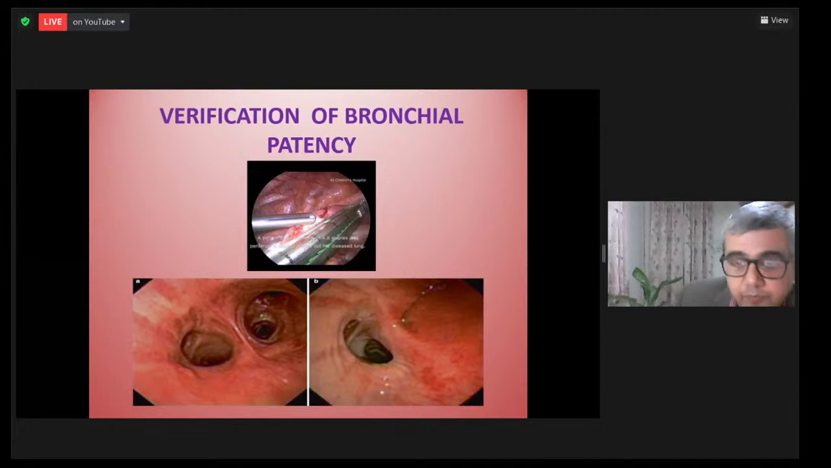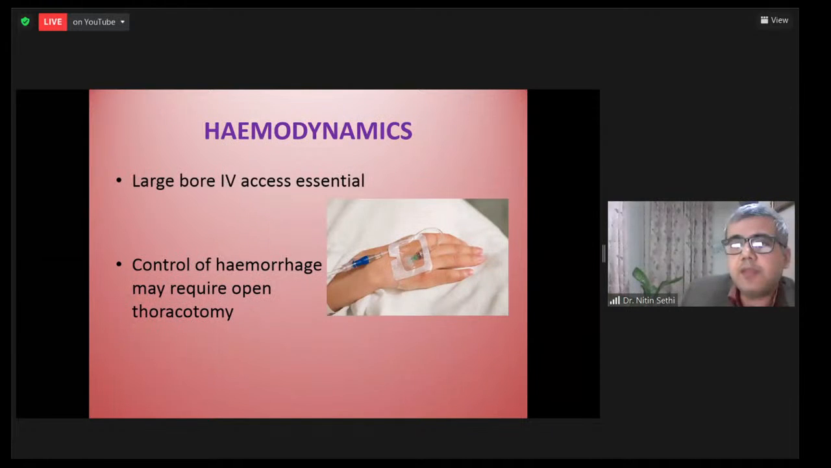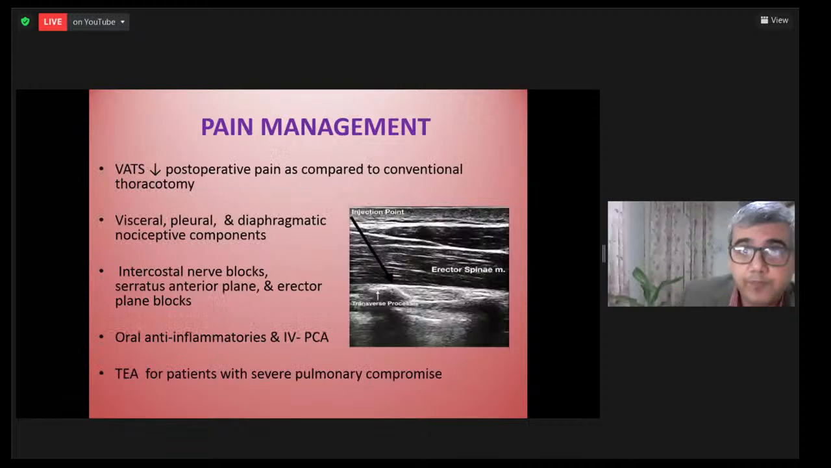Another important thing is hemodynamic maintenance. In VAT surgery, always have a large bore IV access, because at any time during the course of surgery, there can be intraoperative bleeding. There have been instances of injury to the pulmonary artery or the pulmonary vein, and in an emergency, they may have to open up the patient. Your open chest set should be kept ready. You should have a large bore IV access in both hands, so that adequate control of hemodynamics can be done in the event of an intraoperative hemorrhagic event.